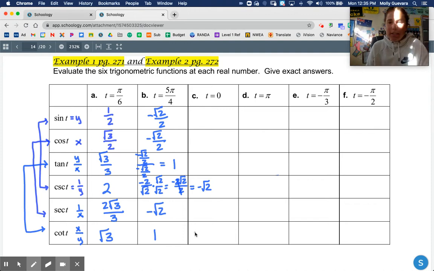So what I want you to do is try C, D, E, and F using your unit circle. Go through, find the sine, cosine, tangent, and then also the reciprocals: the cosecant, secant, and cotangent. And when you are done, you can go ahead and hit play on the video and we can check our work.